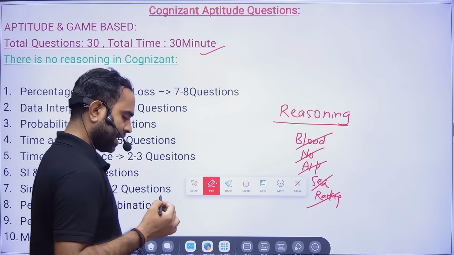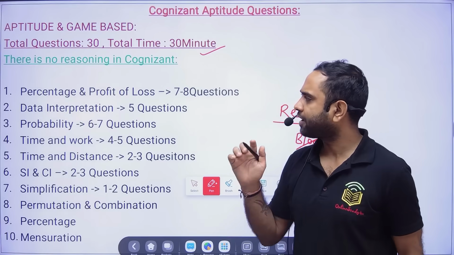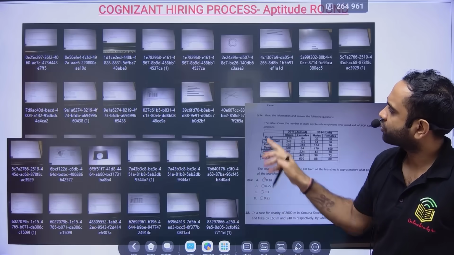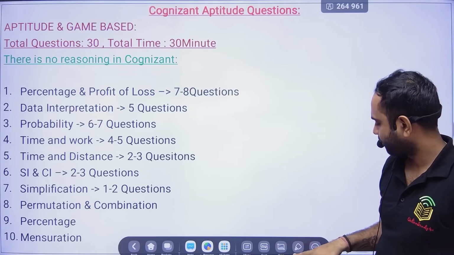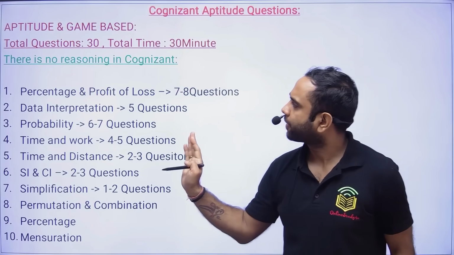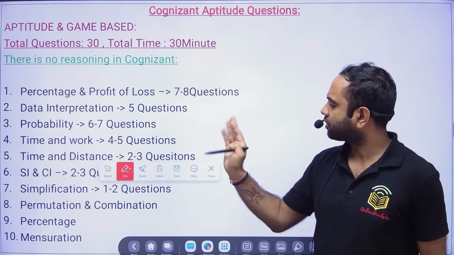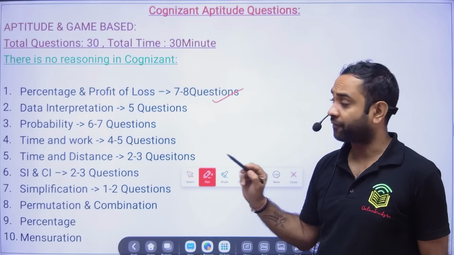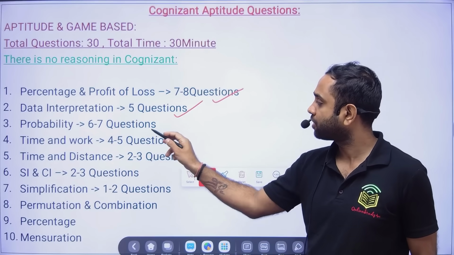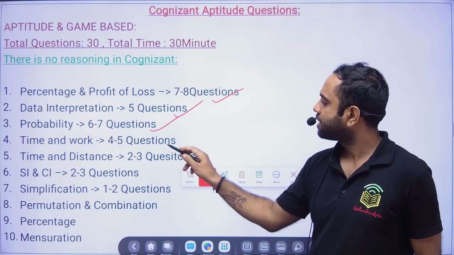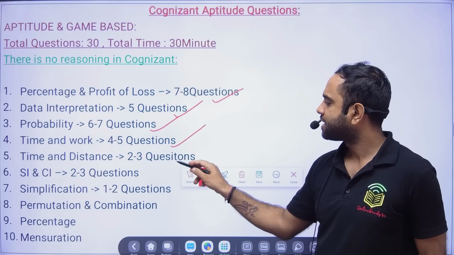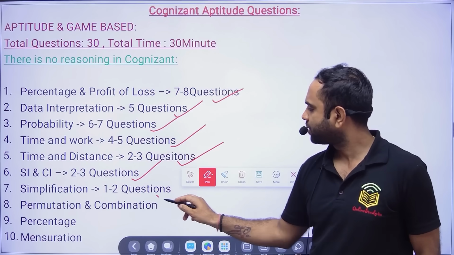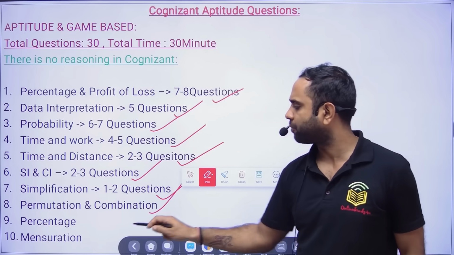Now, I have analyzed the previous year questions, and after analyzing, in aptitude, these are the topics from where more questions were asked. Percentage and profit and loss: 7 to 8 questions, data interpretation: 5 questions, probability: 6 to 7 questions, time and work: 4 to 5 questions, time and distance: 2 to 3 questions, SI and CI: 2 to 3 questions, simplification: 1 to 2 questions, permutation and combination, mensuration.